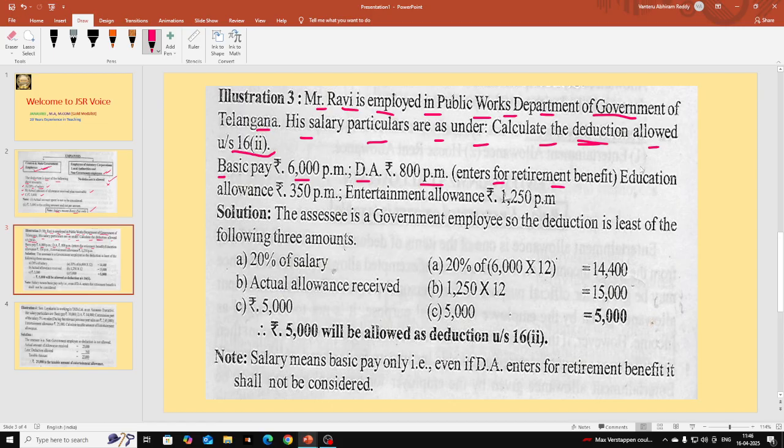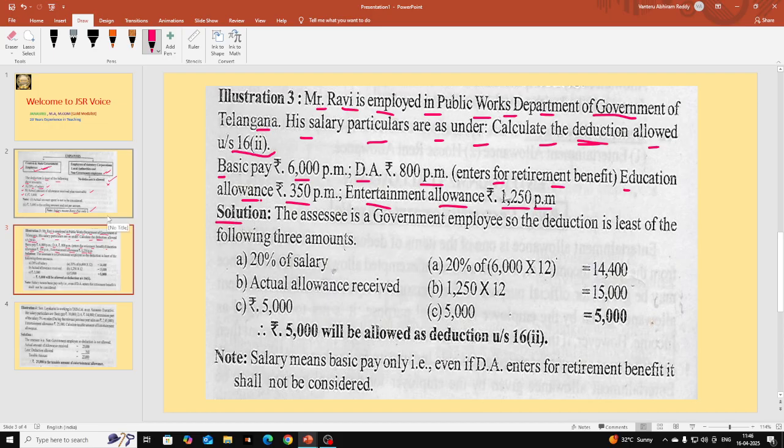Education allowance is 350, and entertainment allowance, how much is he getting? 1,250 per month. So he is getting 1,250 entertainment allowance. Hope this is clear for everyone. So let us see the solution.